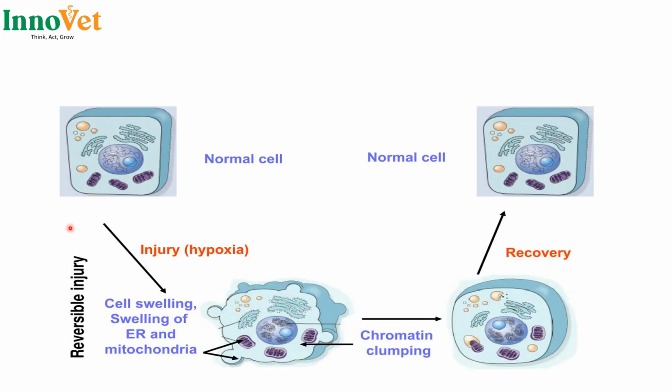So now, reversible injury. As earlier said, reversible injury can be caused by hypoxia, but once this injurious stimulus is removed, the cell will revert to its normal state. So you have your stressor here, and it will cause cell swelling and swelling of the tubular organelles, also leading to chromatin clumping as we saw earlier. But if normal oxygen levels are restored in the tissues, then the cells will revert back to their normal state.